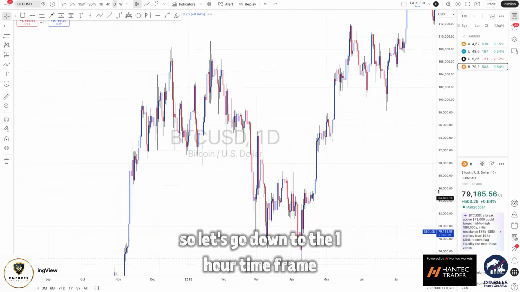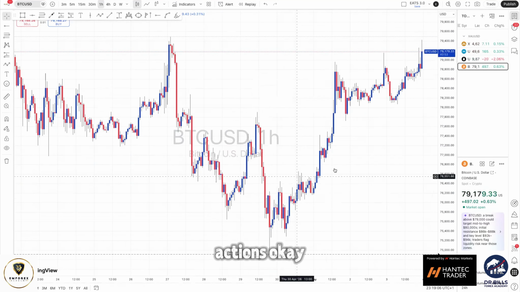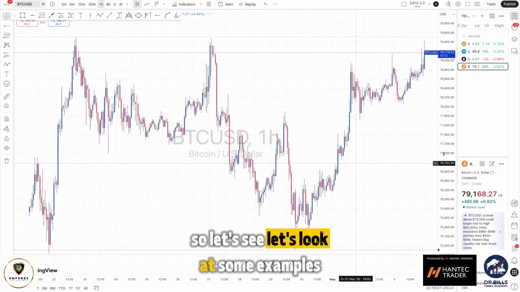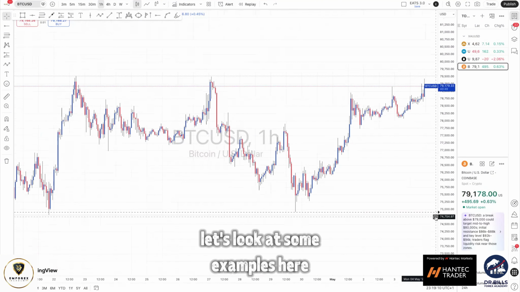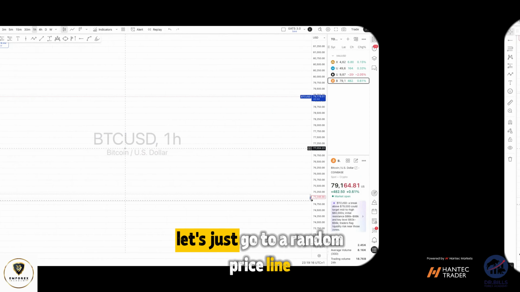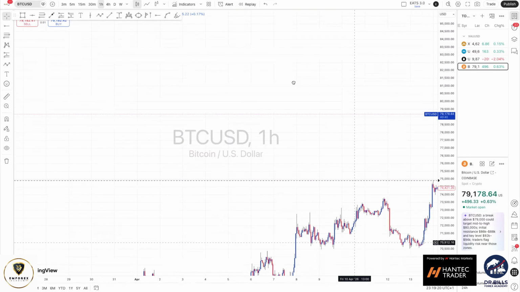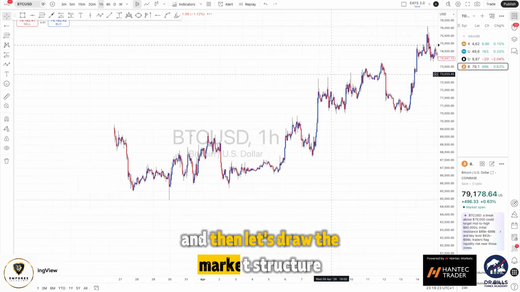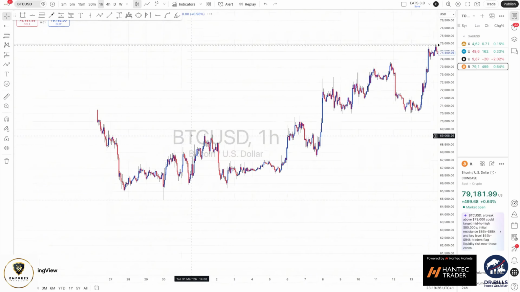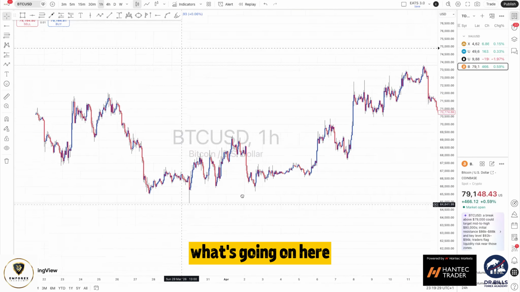Okay, so let's go down to the 1 hour time frame where we have more detailed price action. Let's look at some examples here. Let's just go to a random price line, and then let's trail the market structure and see what's going on here.